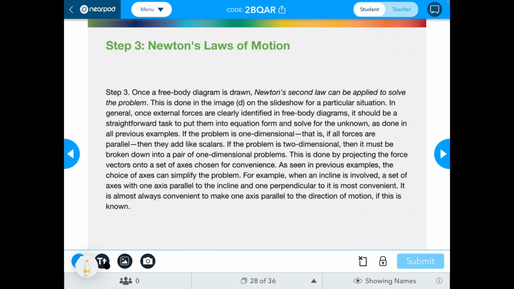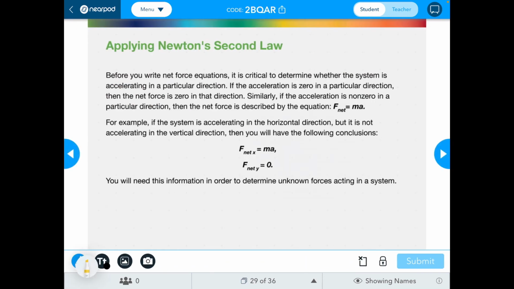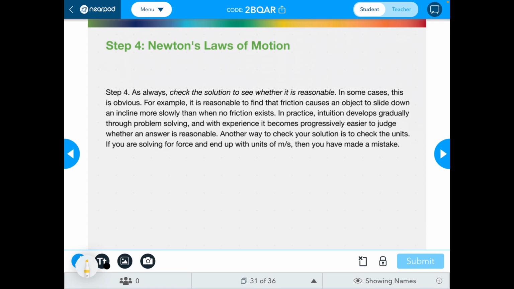Step three. It says once a free body diagram is drawn, which you can do with step one as well when you're drawing the sketch, now you're going to apply Newton's second law, F equals ma, to the situation. And there's Newton's second law again. Sometimes it's zero, sometimes it's a specific direction, depending on the problem. So if we were looking at the one we just saw, we'd really only be working in the y direction. And step four, check to see if the solution is reasonable.